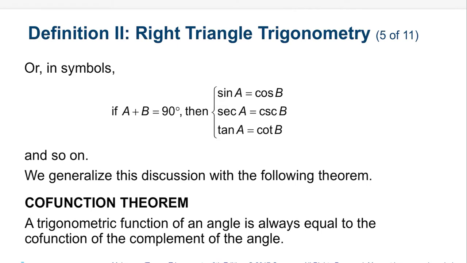Here they're telling us what a cofunction is. So it turns out that sine and cosine are cofunctions of one another, which means that when you take the sine of A, that's going to be equal to taking the cosine of B, where you have this condition that A and B are complements of one another. So A plus B has to equal 90, then this will be true. So the other cofunctions are secant and cosecant, tangent and cotangent.